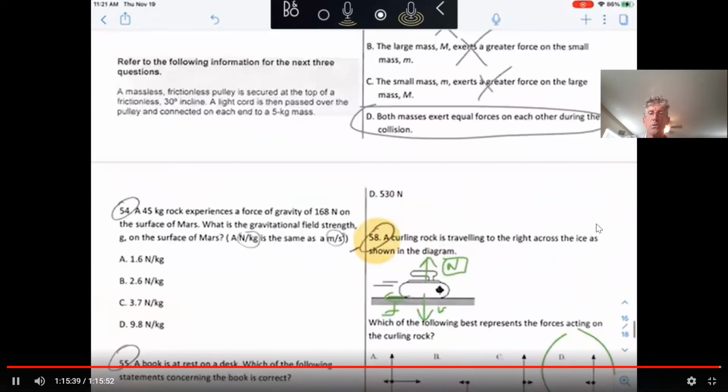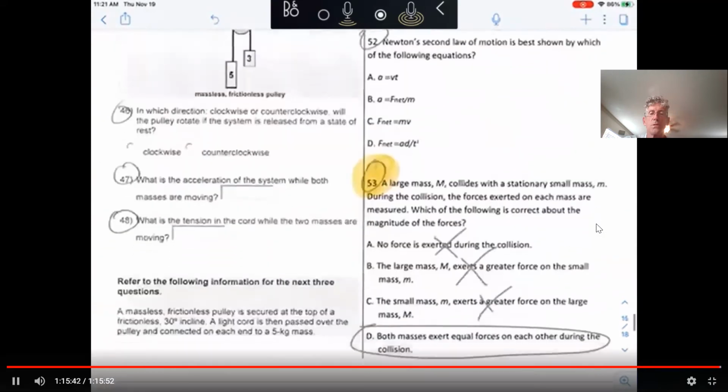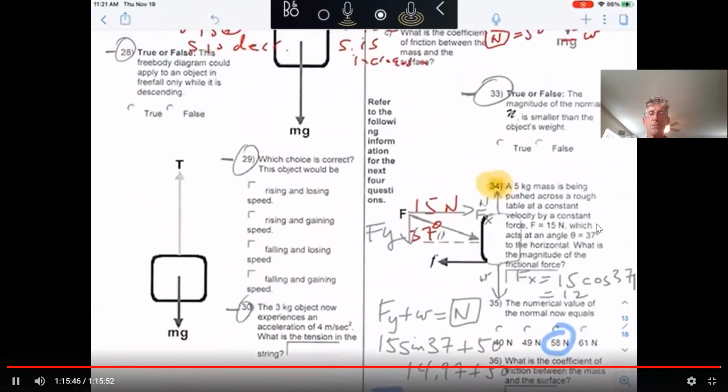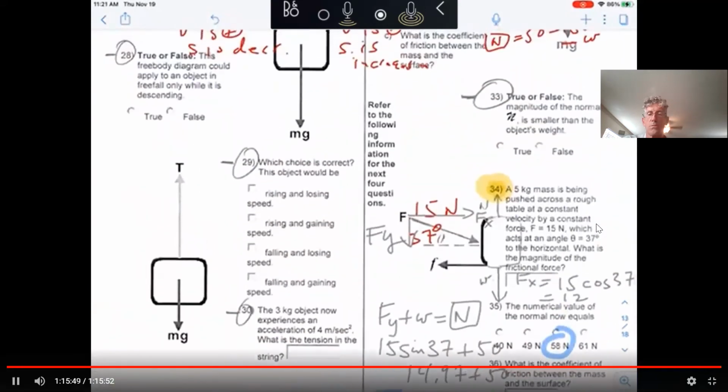Okay, so I think that's it. I'm just comparing it to the one where I push down. Very similar, but in the problem I just did I'm pulling up with a diagonal force. So I think that's it.